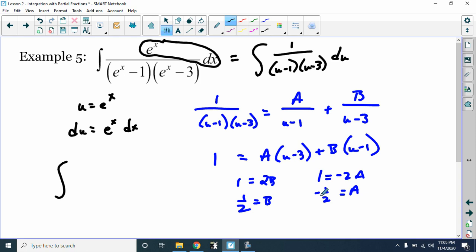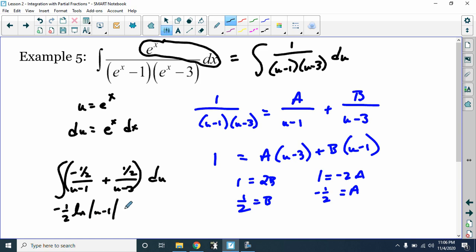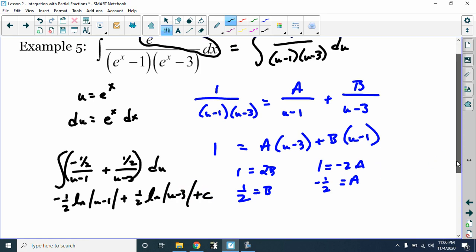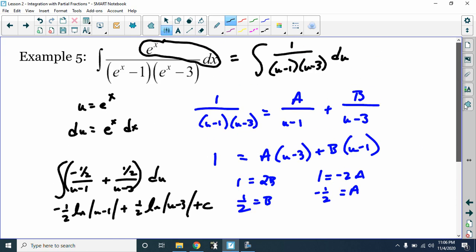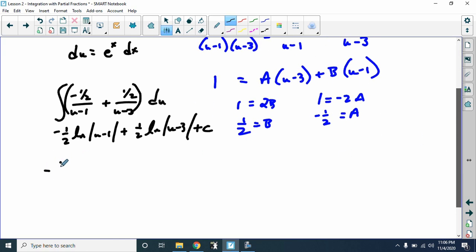So a over u minus 1, -1/2 over u minus 1, plus 1/2 over u minus 3. So we get -1/2. Again, it's 1u minus 1 on the bottom, so it would look like this without actually having to do any substitution there. And I don't have any u's in the original problem, so you don't want them in your final answer. Make sure you write it back in terms of x.